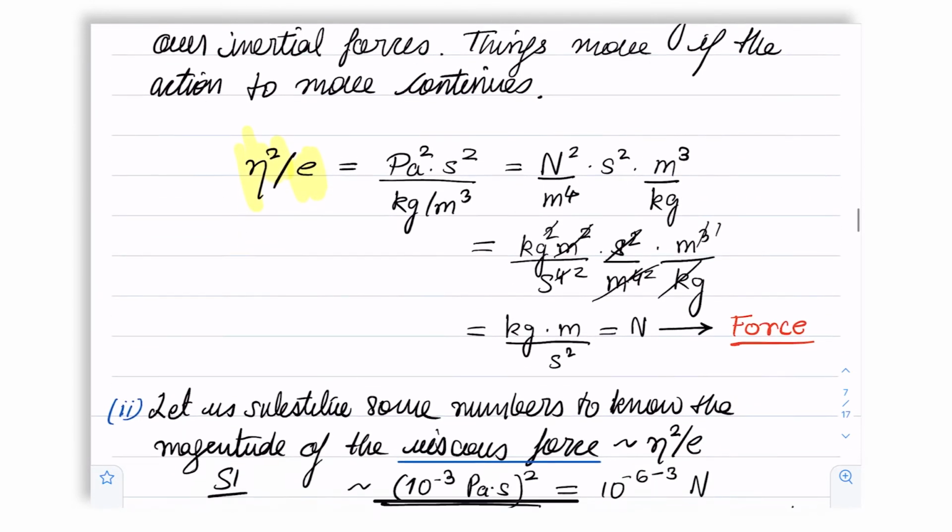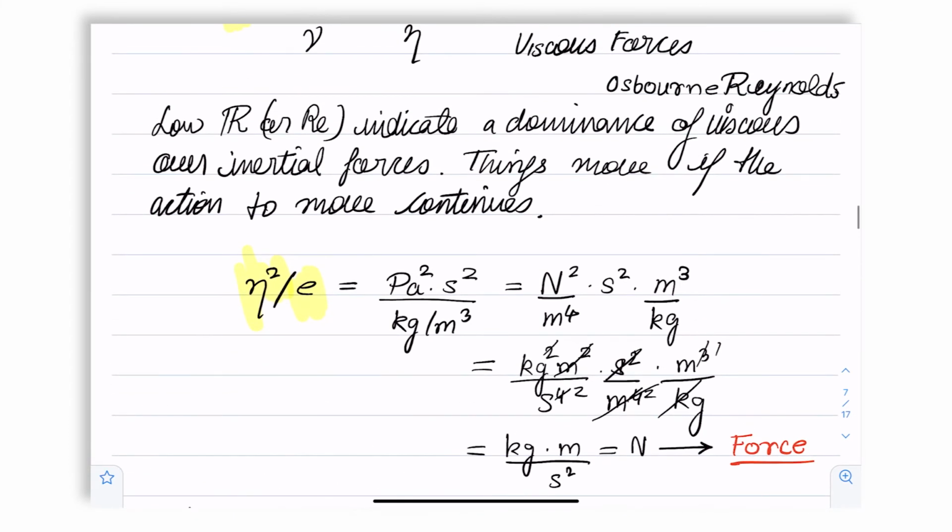For example, he back-calculated what happens when you take the ratio of eta squared by rho. Eta is in SI units Pascal second, which is Pascal square second square. Rho is kg per meter cube, that is density. We write Pascal in terms of Newton per meter square, that is Newton square per meter to the power 4. And we are still left with kg in the denominator. So Newton comes from force, which is mass into acceleration. Mass is kg. Acceleration is meters per second square.